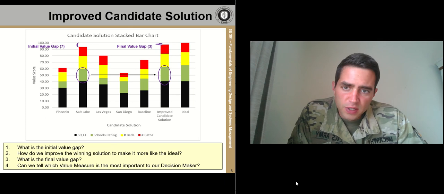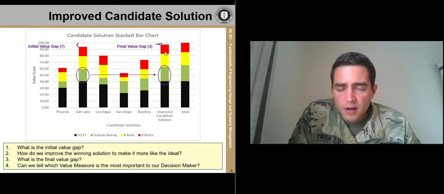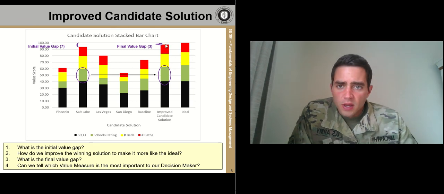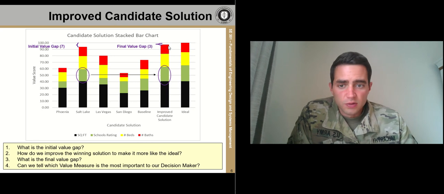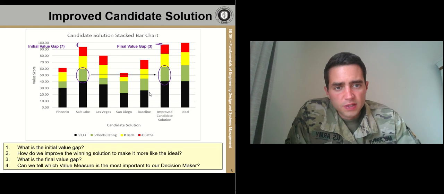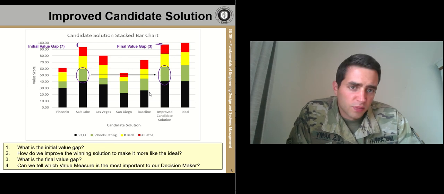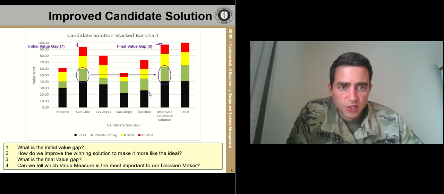So by doing that, I was able to improve the candidate solution and improve the school's rating value. And now the final value gap, by increasing that, is a 3 as opposed to a 7. So we're getting even closer to the ideal. So that's what our aim is in solution improvement, is getting close enough to the ideal, using the feasible solutions that we have to improve them in a way that will achieve maximum value.